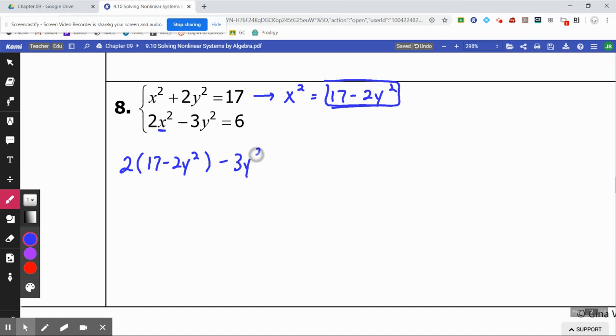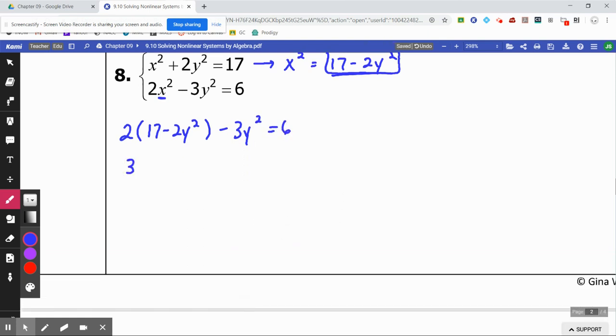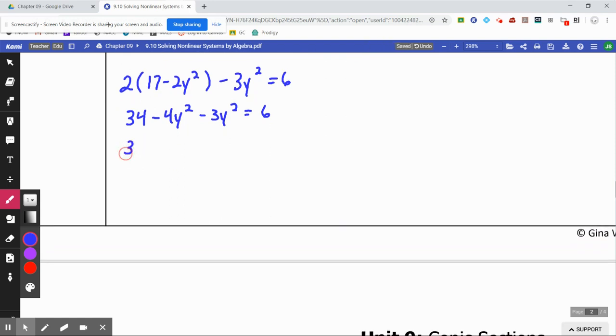So now I have completely gotten rid of my x's. I have 34 minus 4y squared minus 3y squared equals 6. That'll be 34 minus 7y squared is equal to 6. Now this is quadratic, but you don't have a y term. You're missing what would normally be our b term if this was in standard form. So we can solve this by, again, taking a square root.